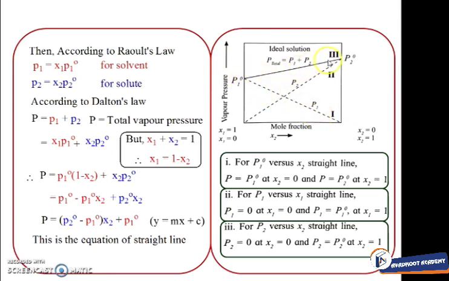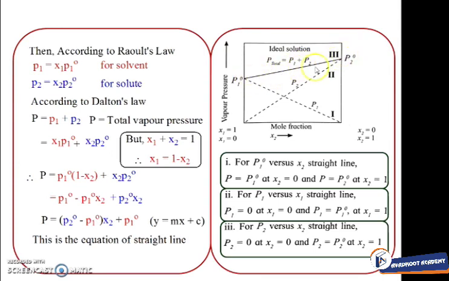Now consider this solid line. Along this line, the total pressure increases from here up to here, and the total pressure is the sum of the partial pressure of A1 as well as the partial pressure of A2. So this solid line represents the total pressure, and it increases steadily as the value of x2 increases.